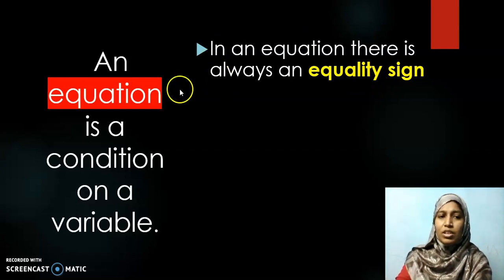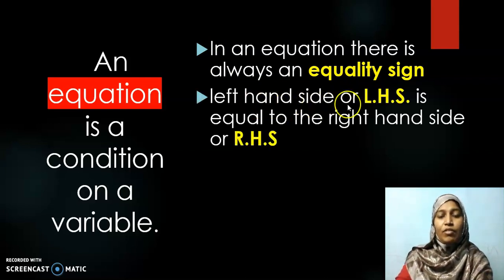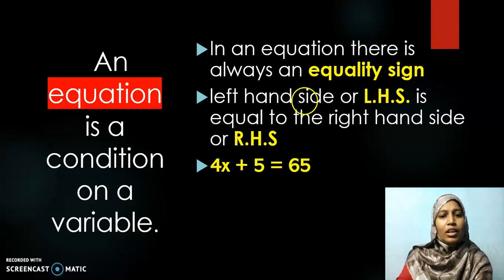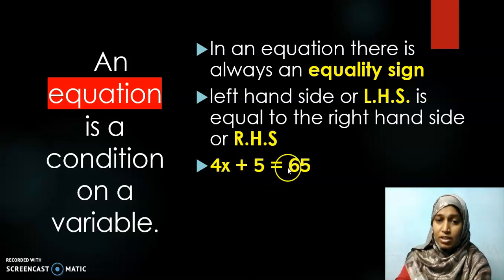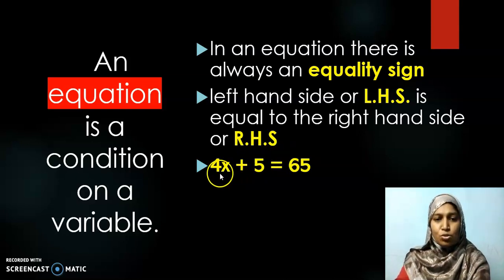So always an equation will have an equality sign. And we will have two sides in an equation. One is the left hand side, another one is the right hand side. Here I have an example of an equation. See here, it is a mixture of constants, variable, operations, and it must have an equality sign. Without an equality sign, I cannot state this statement as an equation. A statement becomes an equation only if we have an equality sign. Is it clear?